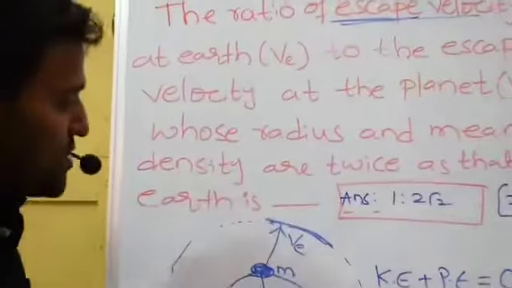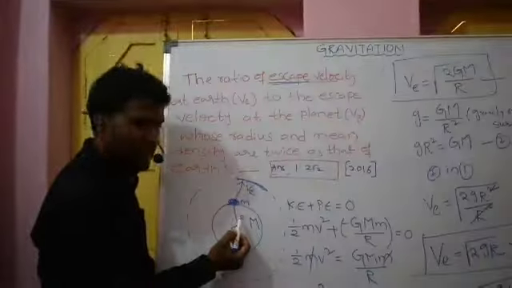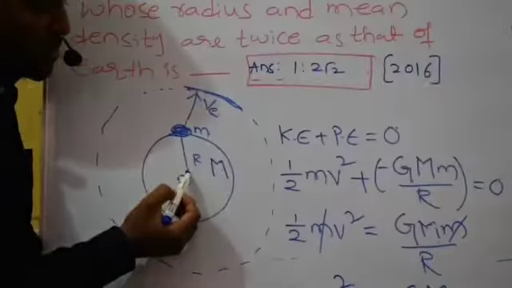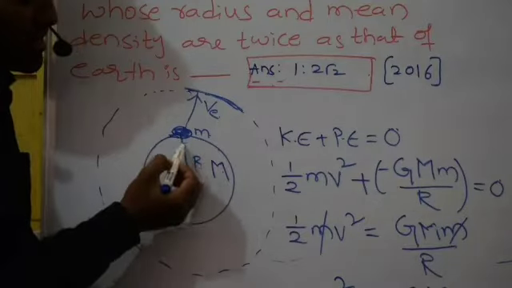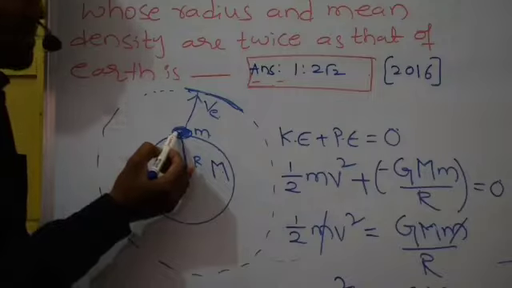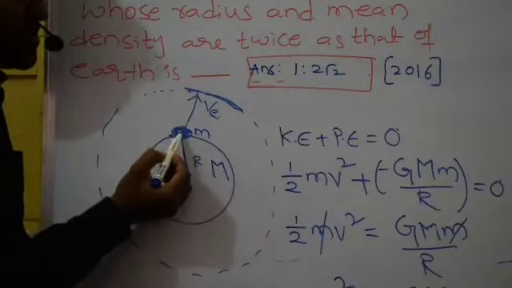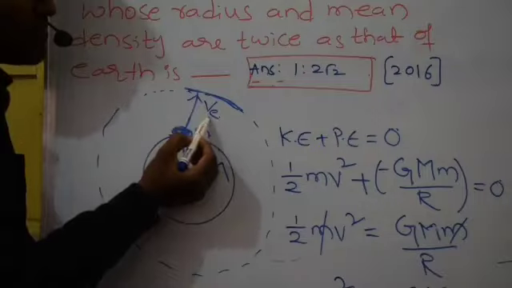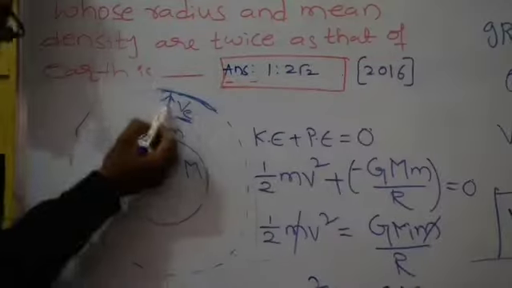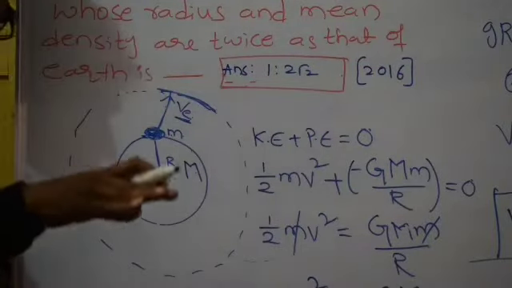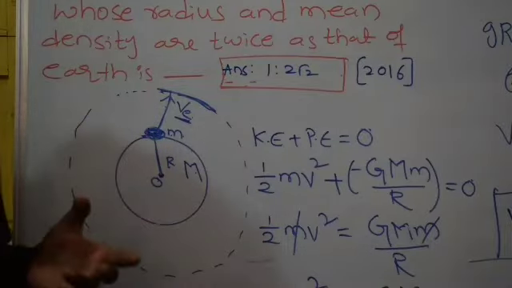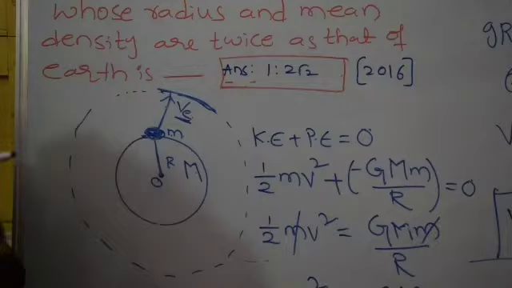See here, one object: mass of the earth is capital M, radius of the earth is capital R. Center of the earth to surface of the earth is nothing but the radius, that is R. One object of mass small m is placed on the surface of the earth. Now this object is projected upward with a velocity v. While it is going upward, kinetic energy gradually decreases and potential energy increases. Kinetic energy and potential energy become equal and opposite.